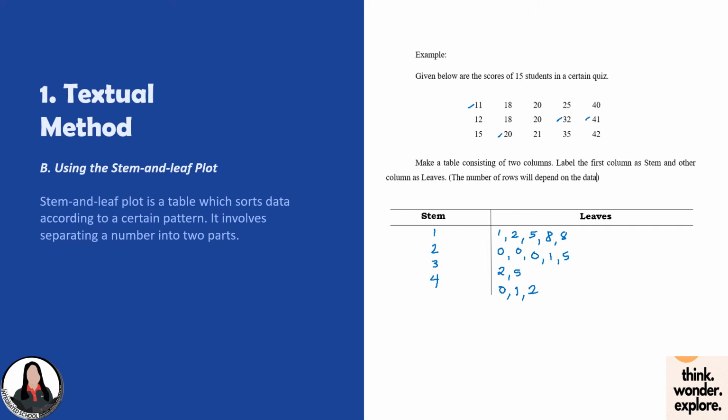So, kapaano kapag one digit lang? Kapag one digit lang, ang ginagamit na stem is 0. Kapag naman 3 digits, ang ginagamit na stem ay yung first 2 digits ng ating scores.